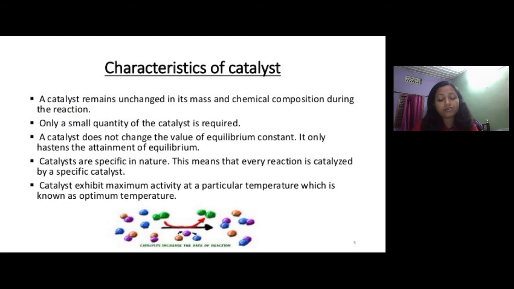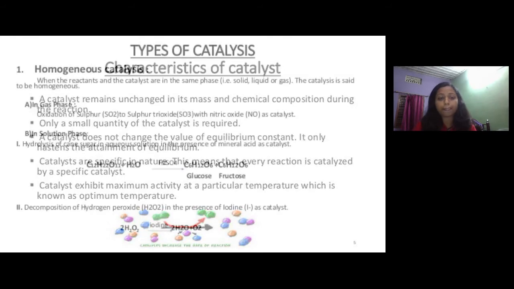Now, characteristics of catalyst include: a catalyst remains unchanged in its mass and chemical composition during the reaction, and we need only a small quantity of the catalyst for the reaction. A catalyst does not change the value of equilibrium constant. Catalysts are specific in nature. This means every reaction is catalyzed by a specific catalyst. That is very important. Catalyst exhibits maximum activity at a particular temperature, which is known as the optimum temperature.